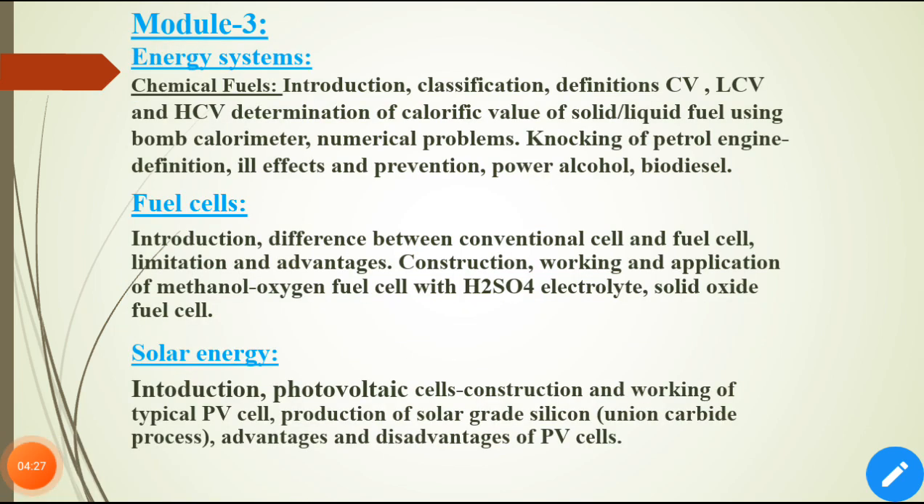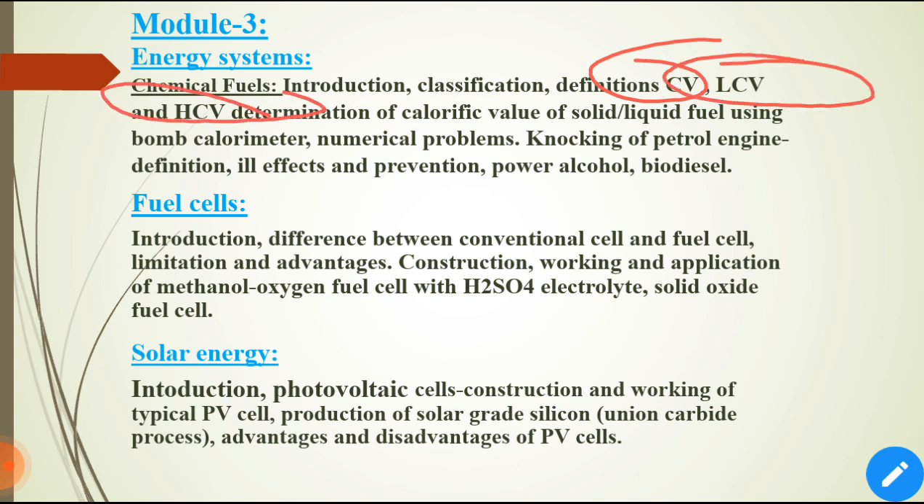The third module is energy systems. The energy systems you have to study in this module are water, chemical fuels, fuel cells and solar energy. In chemical fuels we have to study the calorific value: what is calorific value, what are the lower and higher calorific values, and how to determine the calorific value of solid and liquid fuel using a bomb calorimeter.